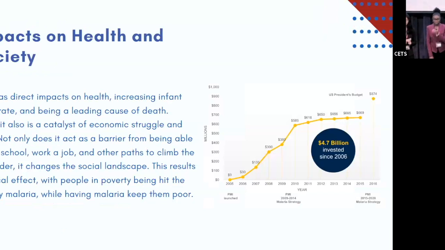Spinning off of what Adi said, malaria also has direct impacts on the health of Nigerians, it being the leading cause of death in Nigeria, with 95,000 kids dying each year of it. But it also has impacts on the socioeconomic structures in Nigeria. On one hand, the poor people are the most susceptible to malaria due to lack of environmental management, creating malaria breeding grounds, a lack of tools, resources, and education, and the inability to afford treatment and medications in certain situations. On the other hand, malaria also keeps people poor because it acts as a barrier from being able to attend school, work, or other paths to upward social mobility.